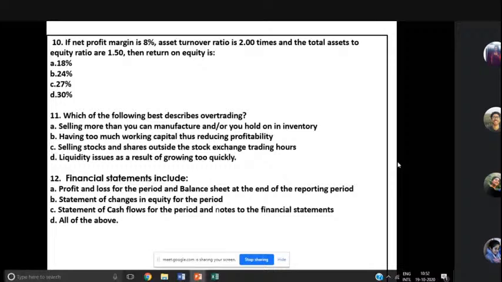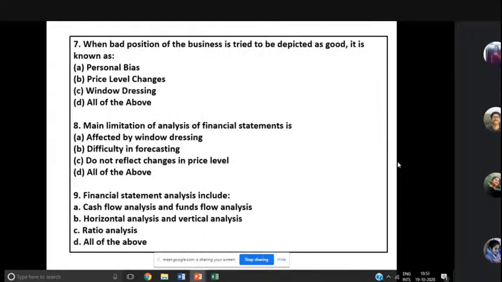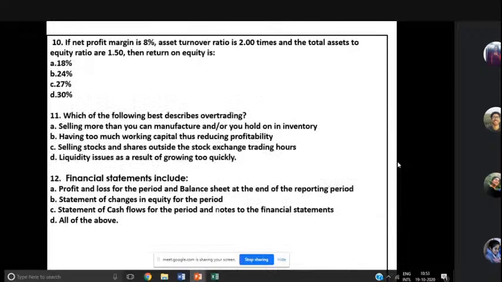Yes. Next, financial statement include, which is the answer? 12th. It is not financial analysis, financial statement. I repeat, don't get confused with question number 9. What is question number 9? Analysis. Put a double line below the word analysis there. We are talking about analysis. Here we are talking about what? Statement. Which is the answer? I would like to hear from someone. What is the answer? All of the above. Thank you. All of the above.